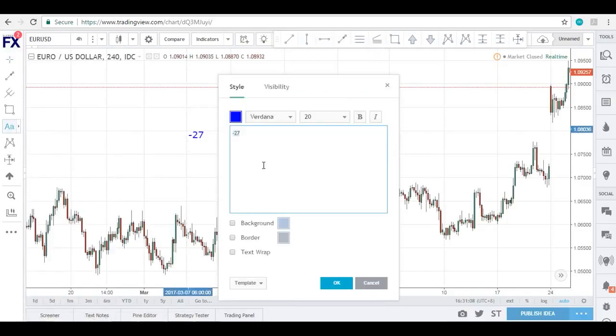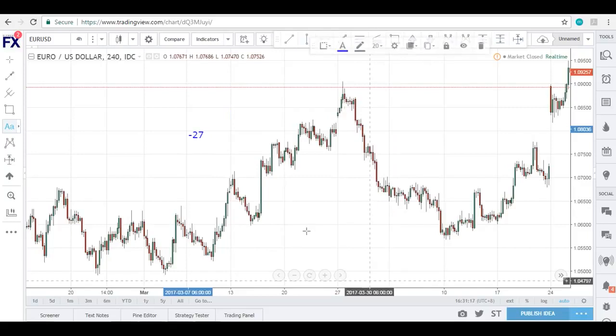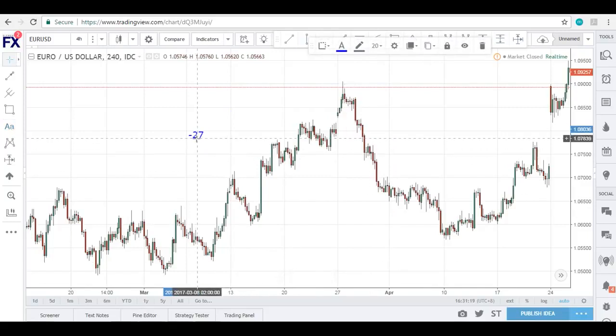The next one is more annotation tools. You have the text where you can write different stuff like buy here, or more analysis like resistance and stuff like that. So this is a neat tool which you can use.